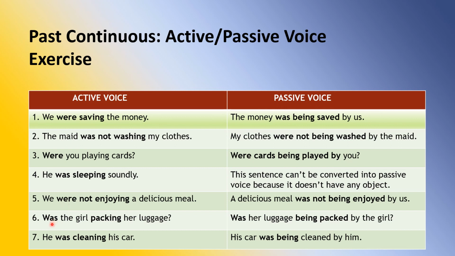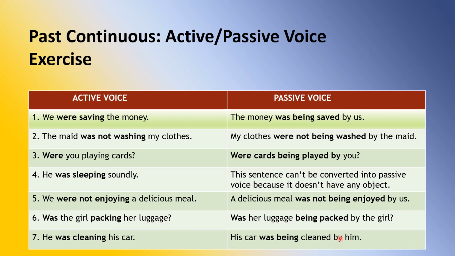Number 6 sentence is: was the girl packing her luggage? And you will convert it into passive voice like this: was her luggage being packed by the girl? This is our last and seventh sentence: he was cleaning his car. And this is its passive voice form: his car was being cleaned by him.